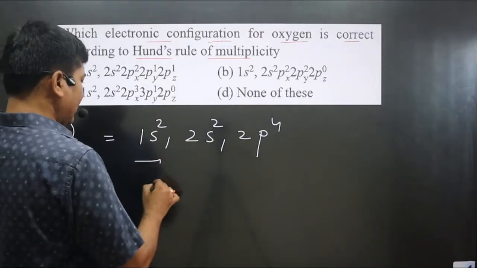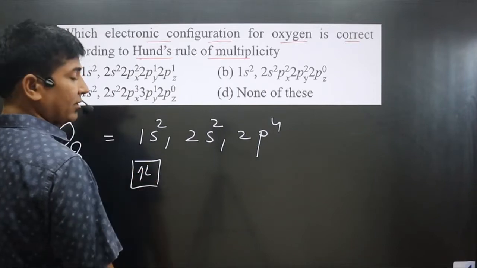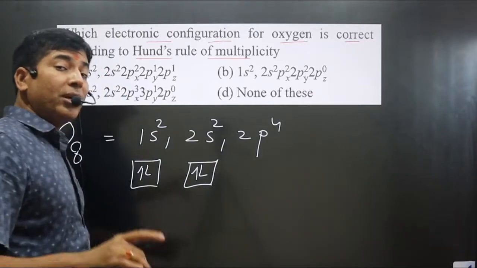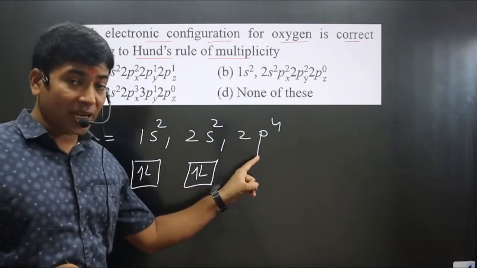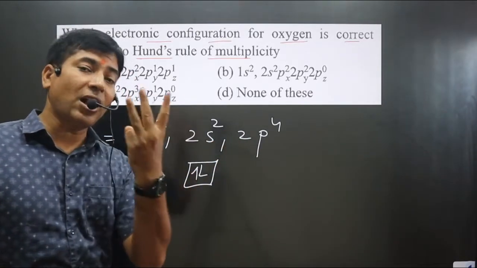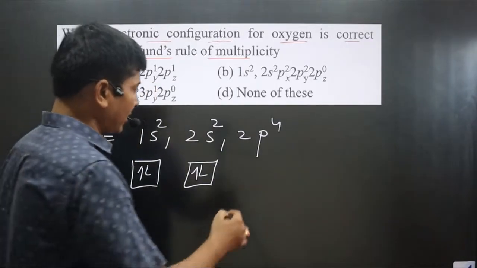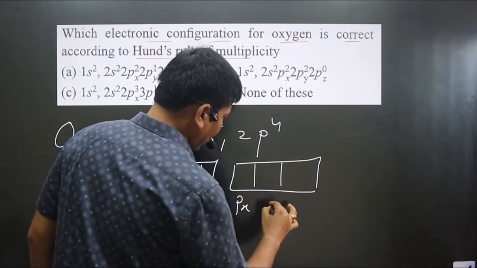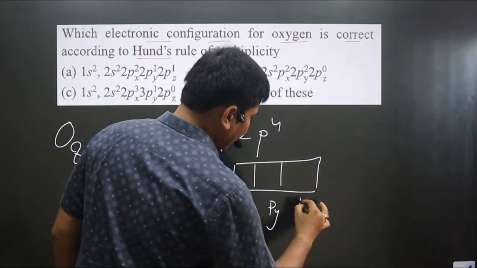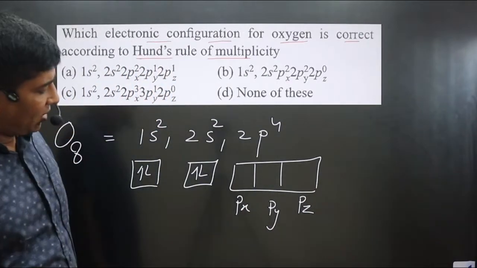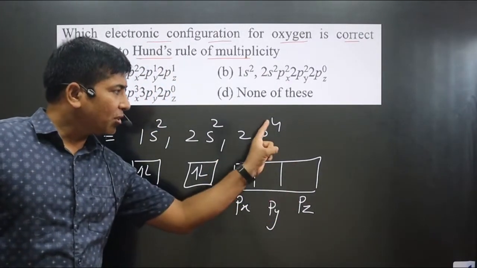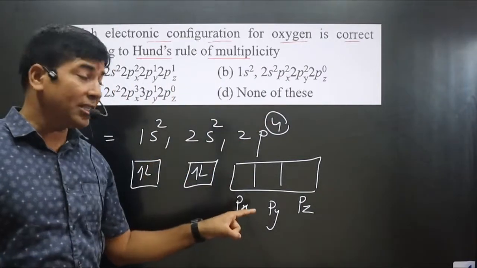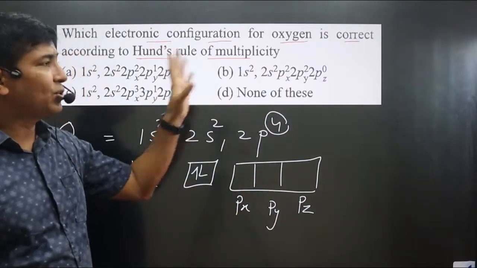In the 1s case, only one box is there, and we fill these 2 electrons. In 2s2, also 2 electrons are there. But in the p case, this is a p subshell, and in a p subshell how many orbitals are there? 3 orbitals. We have the px orbital, py orbital, and lastly the pz orbital. In these orbitals we have to fill 4 electrons, and when we fill them we must follow Hund's rule.